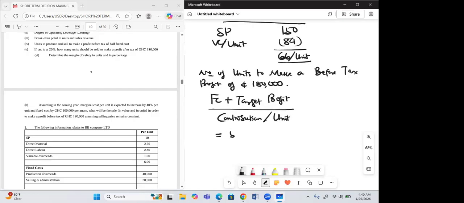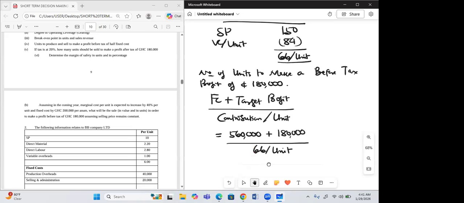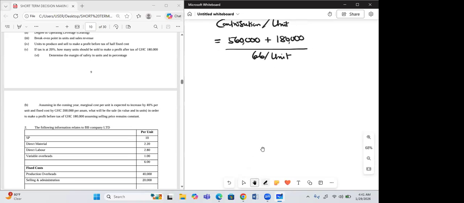So now our new fixed cost is what? 560,000, right? Yes, sir. Plus the target profit of 180,000. Now the new contribution per unit is what? 66. So calculate that for us. 11,212 units.